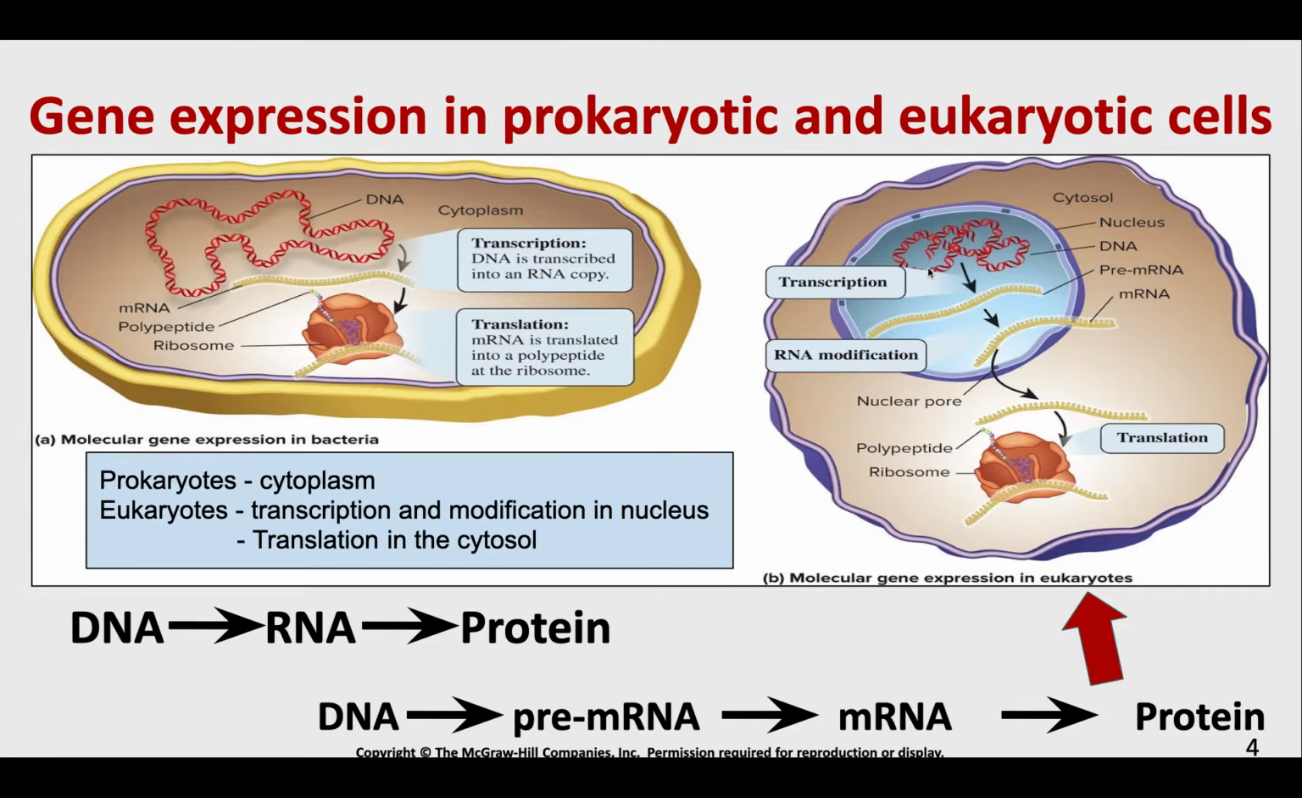In eukaryotes, we have transcription and RNA modification happening in the nucleus, and then outside of the nucleus, we have translation. So in these eukaryotic cells, we have that additional step of RNA processing. Essentially we're taking DNA, turning it into pre-mRNA, turning that pre-mRNA into mRNA, and then translating that into a protein. So there's that extra little step there.